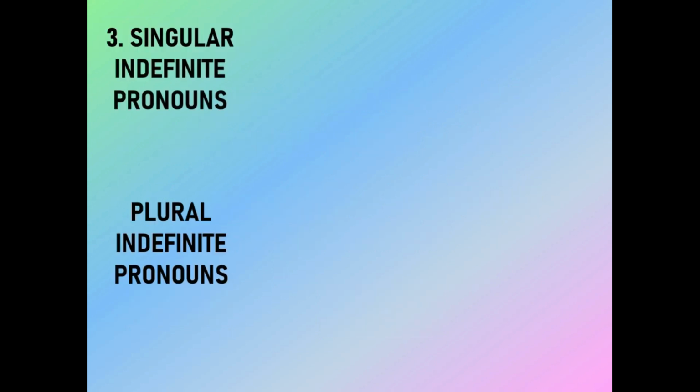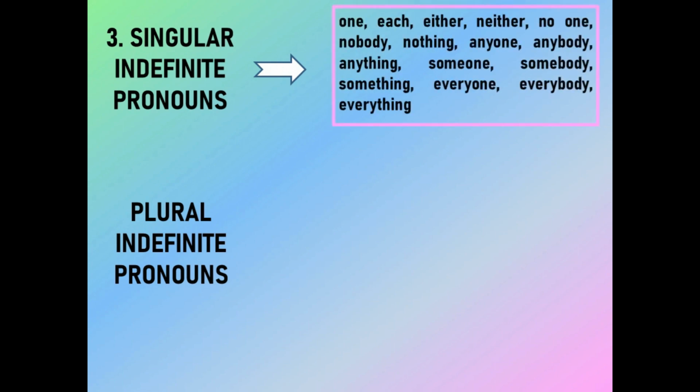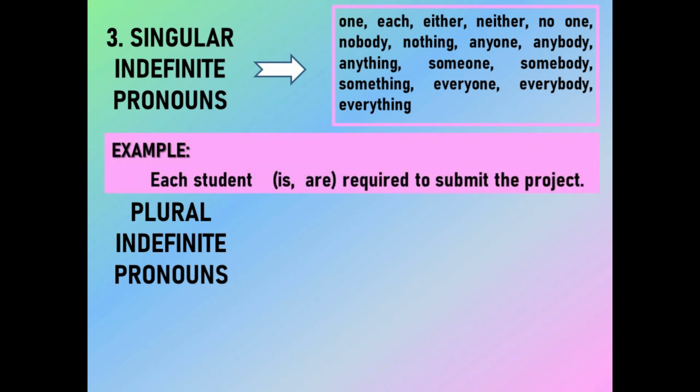Singular indefinite pronouns and plural indefinite pronouns. For singular indefinite pronouns, we have here the examples: one, each, either, neither, no one, nobody, nothing, anyone, anybody, anything, someone, somebody, something, everyone, everybody, everything. Example, each student is required to submit the project. So we have here the singular indefinite pronoun each. So we're going to use is, since that is singular.